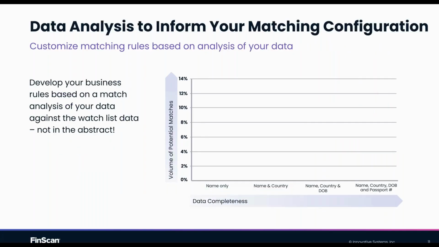So next up then, we've spoken about data quality and its importance. Understanding how to use the data once you've done an assessment of it, once you've looked at it, it's important to know what can be achieved. So really you should look to develop your business rules, your match rules, based on looking at that data and of course the corresponding watch list data and looking at the reality.